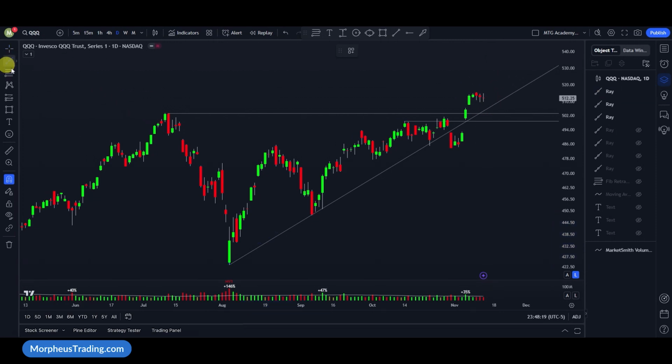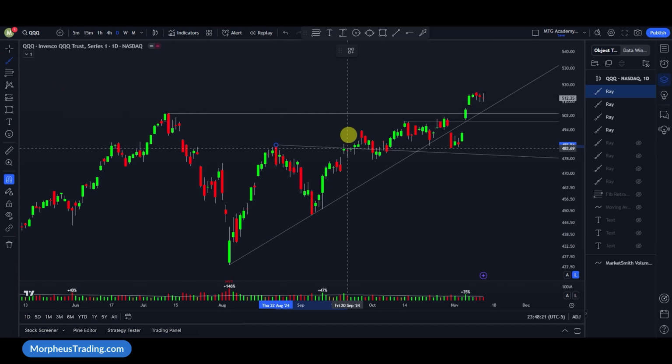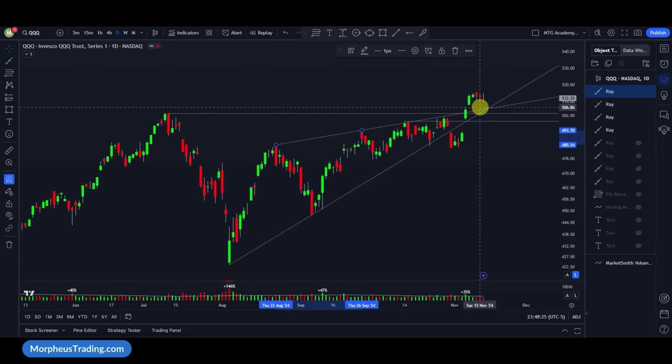We also have support from a top trend line that was broken to the upside recently. That will offer support around the 506 area, and depending on when there's a touch, could be a little bit higher. So those are the key support levels based on trend lines.